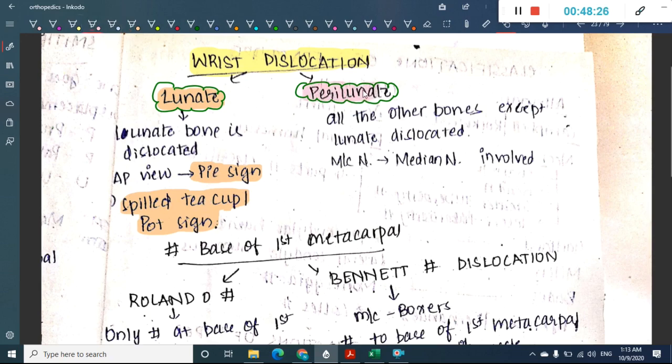Then what about perilunate dislocation? In perilunate dislocation, the lunate is in its position, but all the other bones except the lunate bone are dislocated.